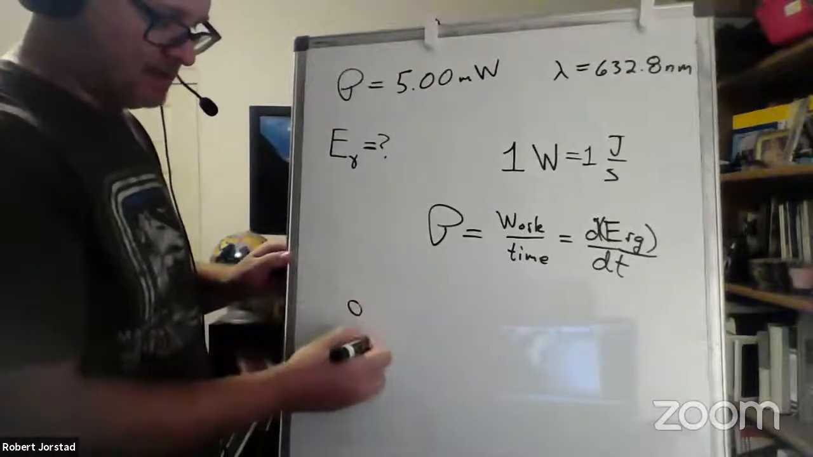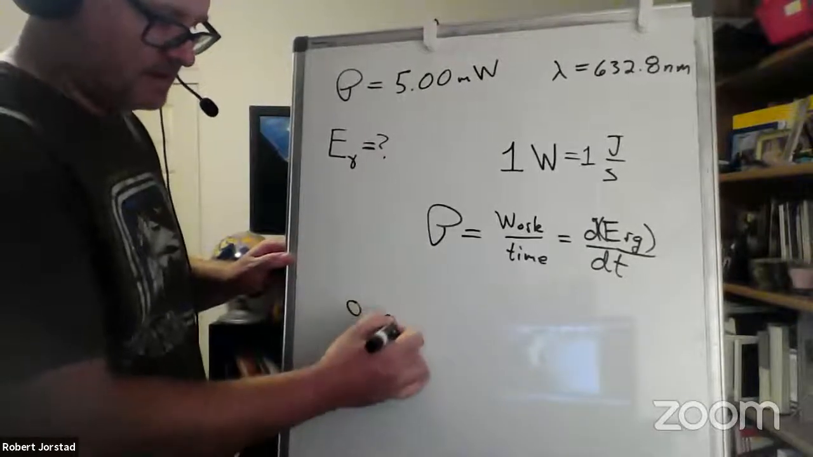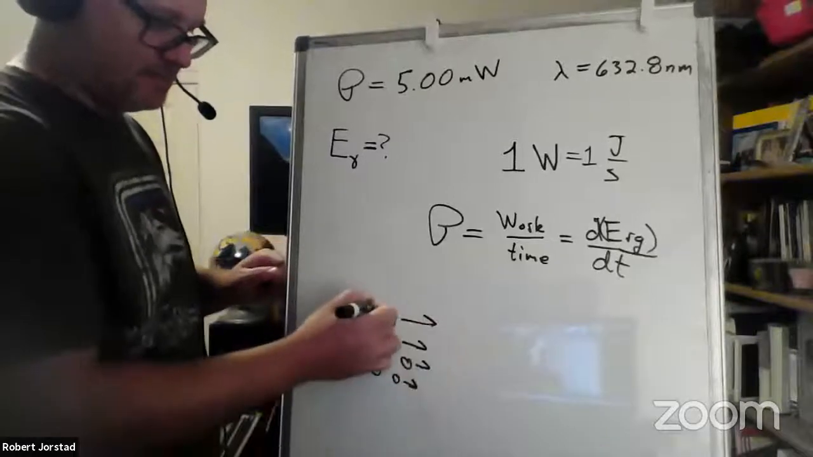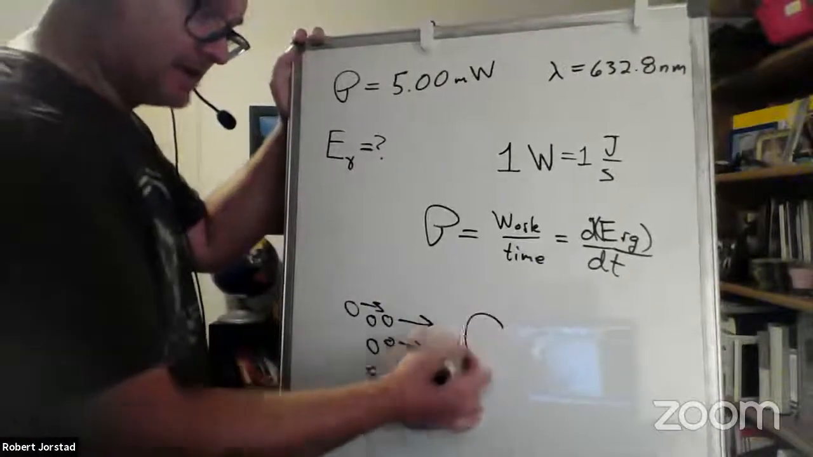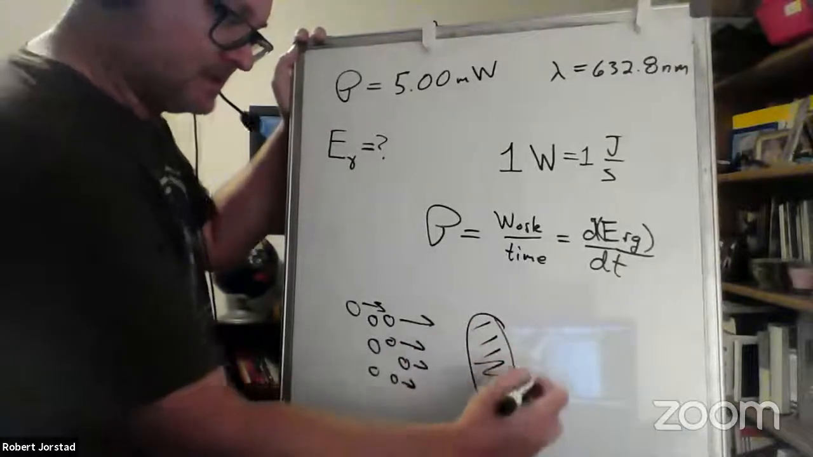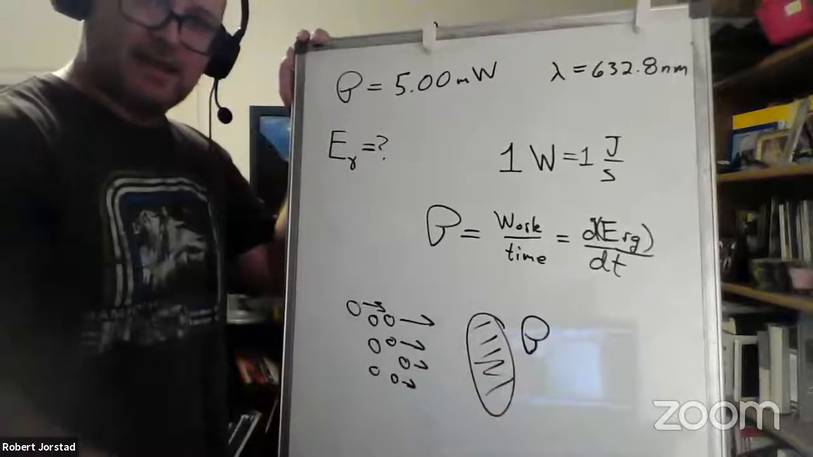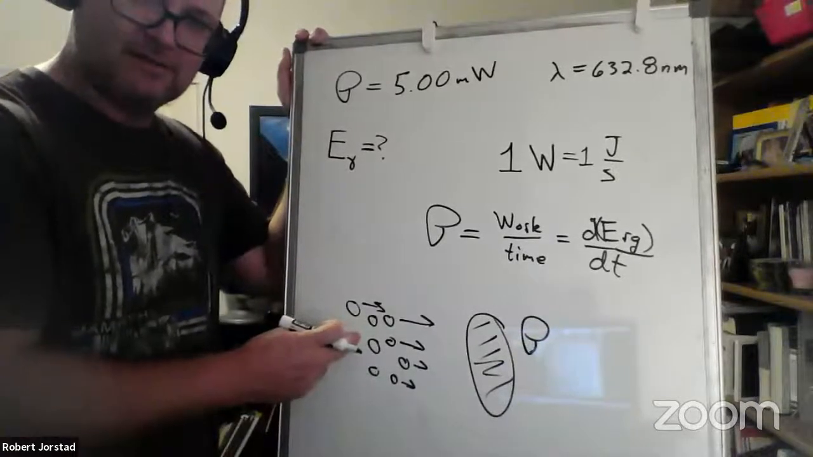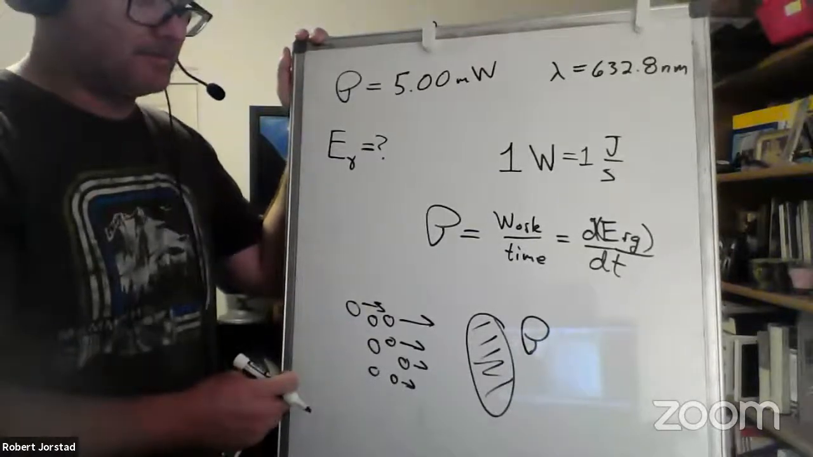You've got this beam coming, right? So all of these are coming at you, all right? And we know the power related to all these, right? So we know the power that is delivered. How does that relate to the energy of each one and the number per second?